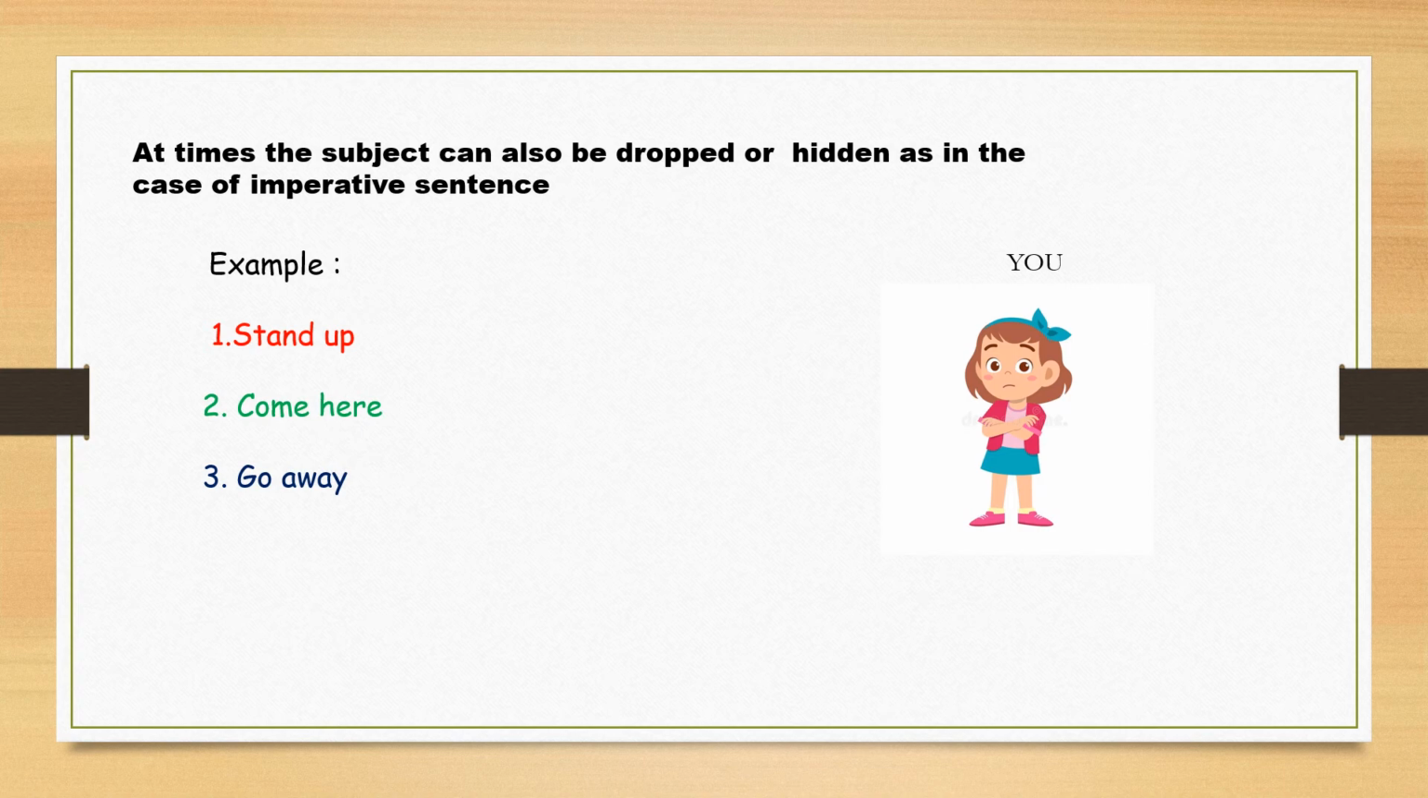In this type of imperative sentences, for example, stand up, come here, go away, all these are commands and have a dropped subject. So here the subject is the second person, you. However, the subject you is understood and thus dropped. If only you and that particular person who is giving this command is present, he can simply say stand up. So the subject is hidden here. Come here. In this case also the subject is hidden. Go away. Yes, the subject is hidden.